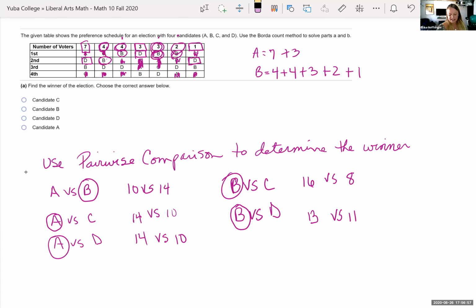So now I have to look at C versus A, but C versus A is already done. C versus B, already done. So we just have C versus D. So C versus D, you're going to get rid of B and A in all of these. So A and B are gone. And we're just looking at who ranks higher out of D and C.